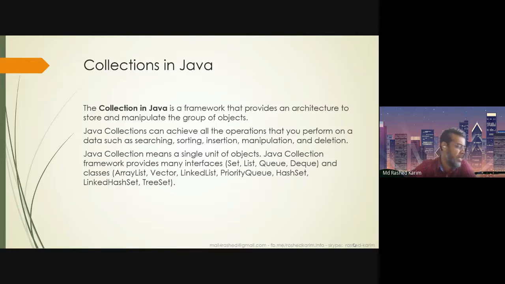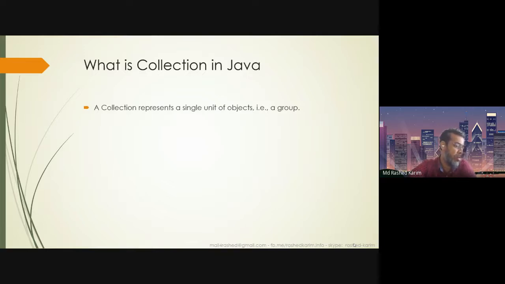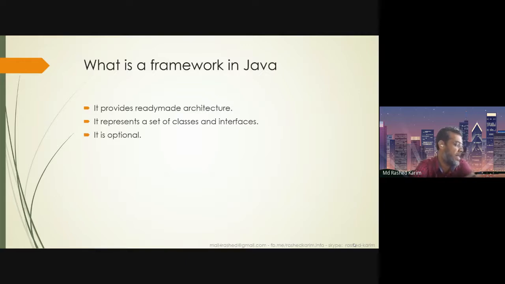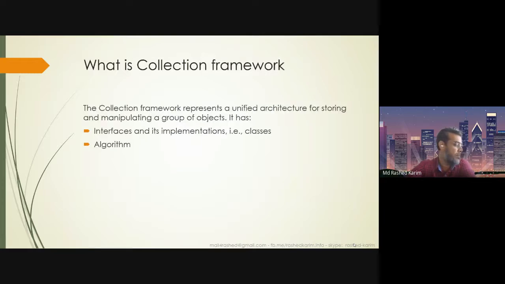The collection represents a single unit of objects as a group, and it provides a ready-made architecture because of the framework. It's a built-in framework, so you don't need to create it by yourself. It represents a set of classes and interfaces, and it is optional. The collection framework represents a unified architecture for storing and manipulating a group of objects, which has interfaces that we have learned already, and its implementation in classes. It's already built into the framework, and it also has algorithms that you can use.